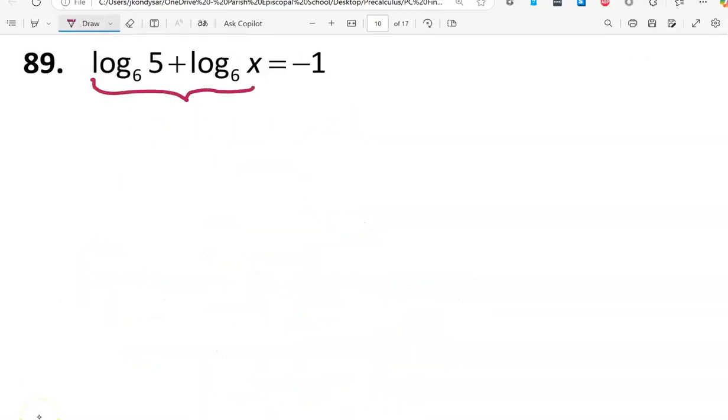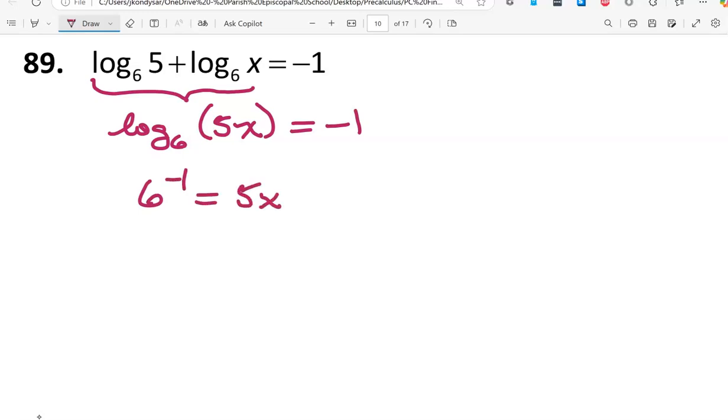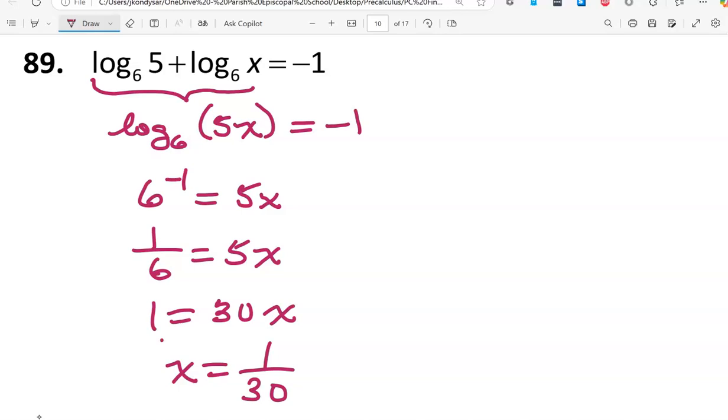In 89, we can condense this side of the equation into a single logarithm. So log base 6 of 5 times x is equal to negative 1. From here we can put it in exponential form. 6 to the negative 1 is equal to 5x. And so that's 1/6 equal to 5 times x. If you want to clear the fractions, multiply both sides by 6 and then divide, and we get x is equal to 1/30. And if we check that, when we put x back into the equation, we are taking the log of a positive number, so that's within the domain, so that solution is valid.